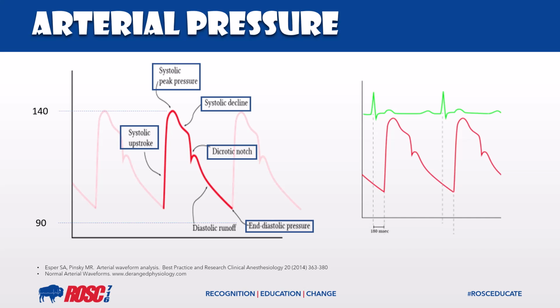Let's take a look at the arterial waveform that you see here in the left portion of the slide. So you see a rapid upstroke, you see a peak systolic pressure followed by a systolic decline, you see a dicrotic notch, which indicates the aortic valve closing, and then you see a runoff into the end diastolic pressure. Time differences in electrical versus pressure waveform vary between 120 to 200 milliseconds, which you can see here in the rightward graphic on your slide.